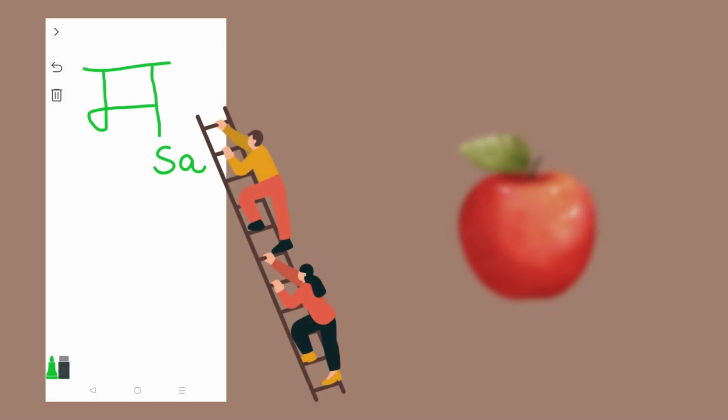For Sassa, Sa, we are going to make a vertical line, a circle, and then pull it towards the right side. Draw another vertical line coming down, and then on top, close this letter with a horizontal line. This makes the letter Sassa, Sa. Examples can be Sa, CD, Sa, Sab.